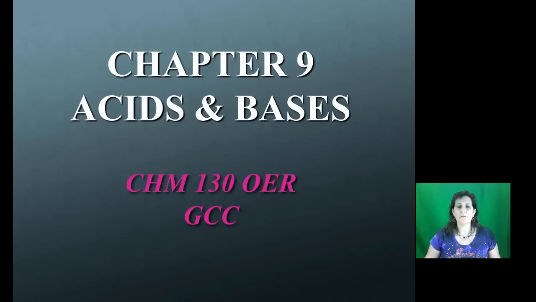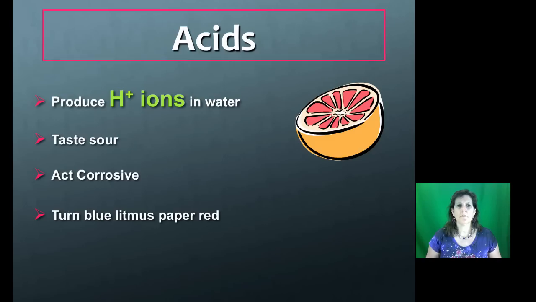Today we are here to talk about Chapter 9 for Chem 130, Chemistry 130 class. This chapter is over acids and bases. So what is an acid? An acid is something that produces H plus ions in water. That's the most important thing to remember from this slide.